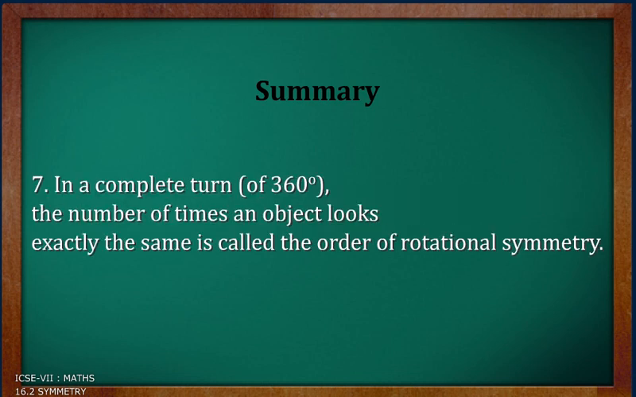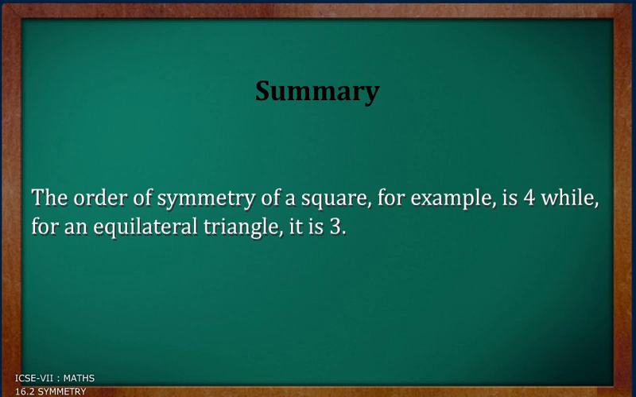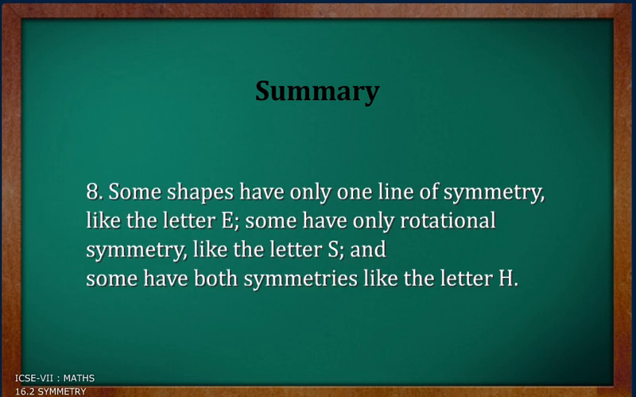7. In a complete turn of 360 degrees, the number of times an object looks exactly the same is called the order of rotational symmetry. The order of symmetry of a square, for example, is 4, while for an equilateral triangle, it is 3. 8. Some shapes have only one line of symmetry, like the letter E. Some have only rotational symmetry, like the letter S. And some have both symmetries, like the letter H.